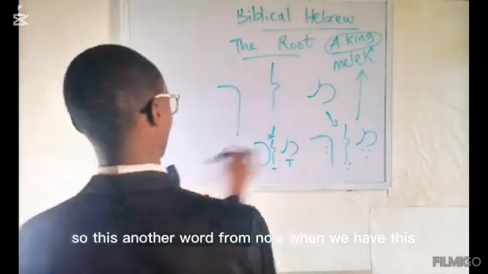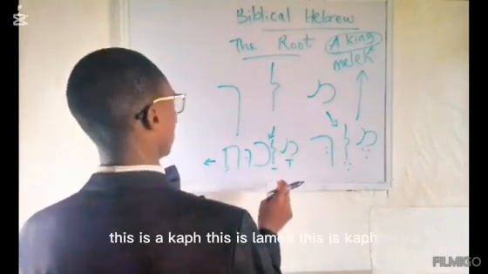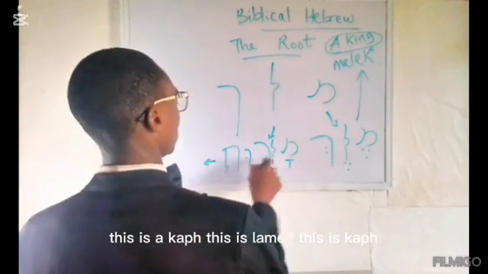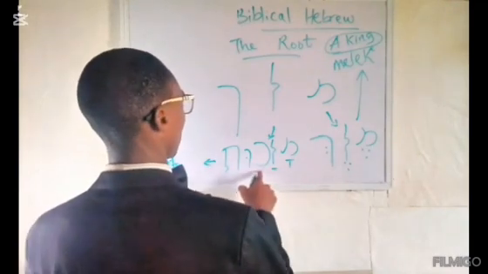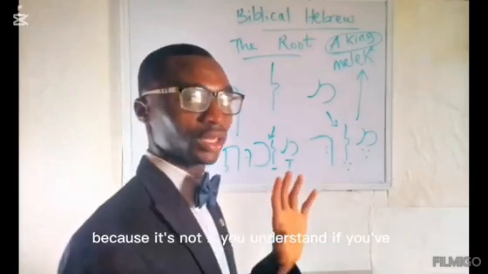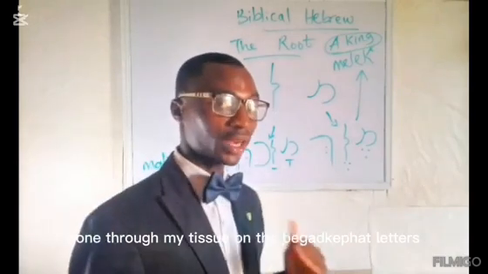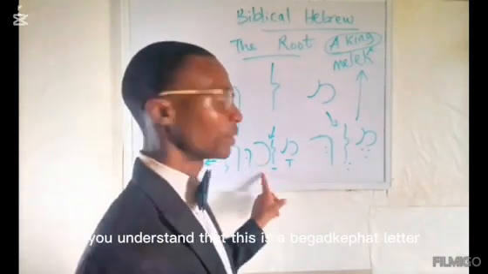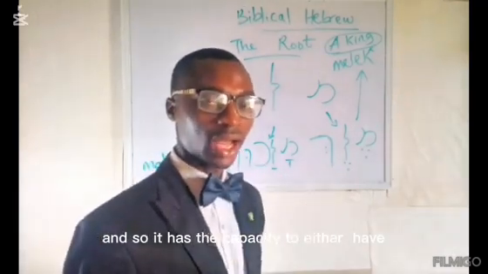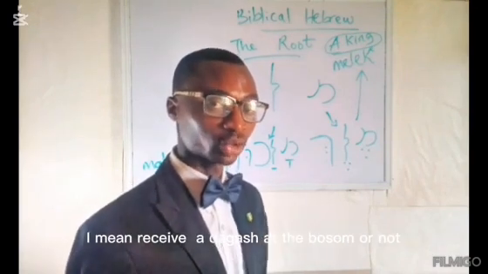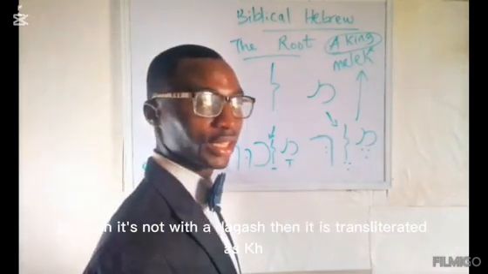Now when we introduce it together, this mem, this is calf, this is lamed, this is calf. If you have gone through my teaching on the begat kefat letters, you understand that this is a begat kefat letter, so it has the capacity to either receive a dagesh at the bosom or not. When it's not with a dagesh, it is transliterated as K-ish.